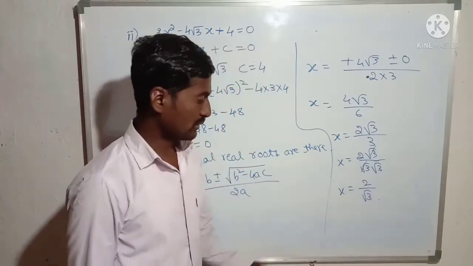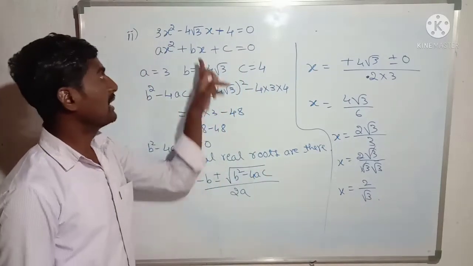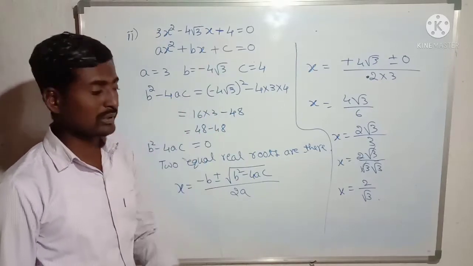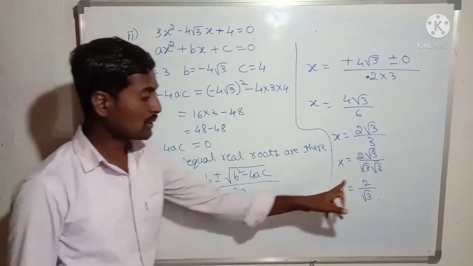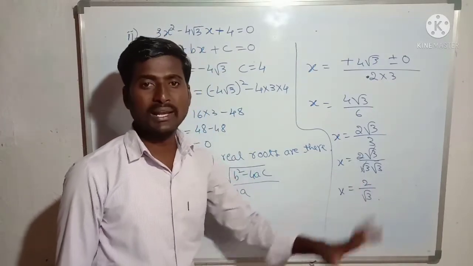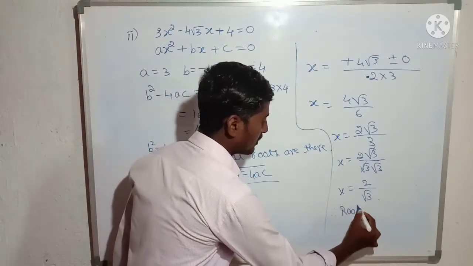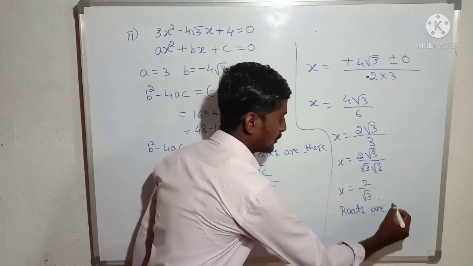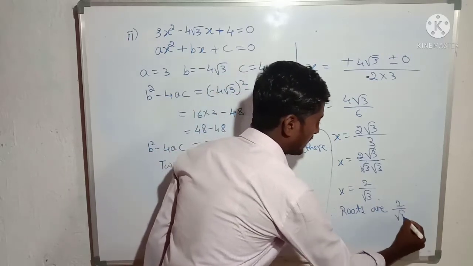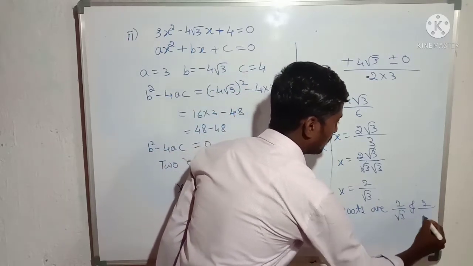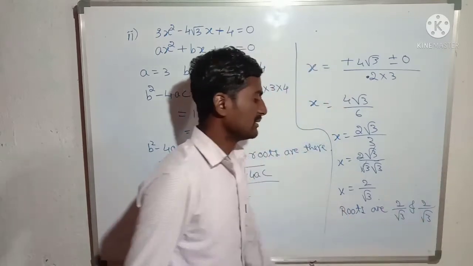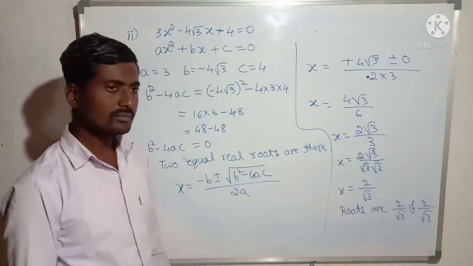Okay, so this is the one root. But a quadratic equation has 2 roots only. So the 2 roots are 2 by root 3 and 2 by root 3. Therefore, the roots are 2 divided by root 3 and 2 divided by root 3. These are the 2 roots.